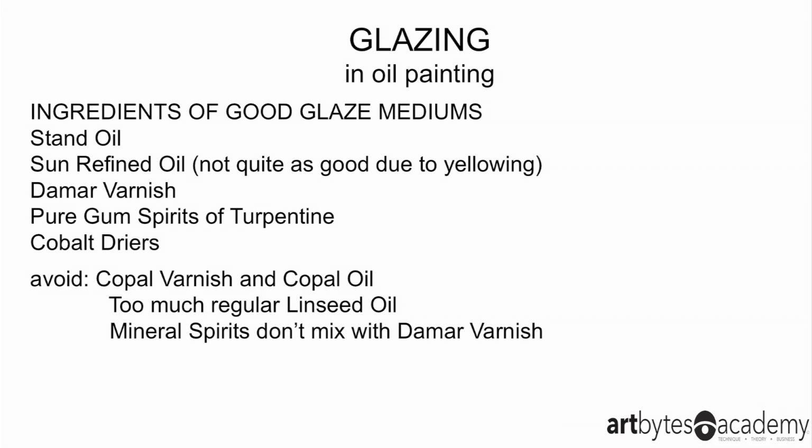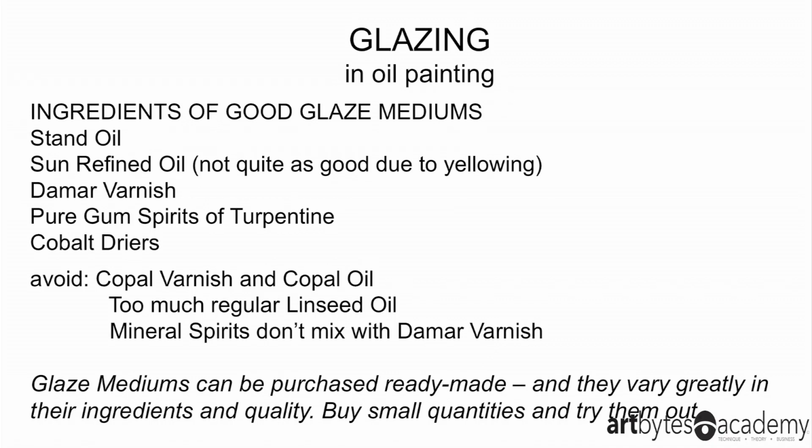Oils and various materials all have their own properties. You just have to know that copal varnish and oil yellow quite badly, so they're not a good idea to use in glazes. Too much regular linseed oil tends to wrinkle if you use it in any form. For example, if you use it as a straight medium, if it's overused, it tends to wrinkle. Mineral spirits fail to mix with damar varnish, and so forth. So all the oils, mediums, and thinners, they all have their own properties.